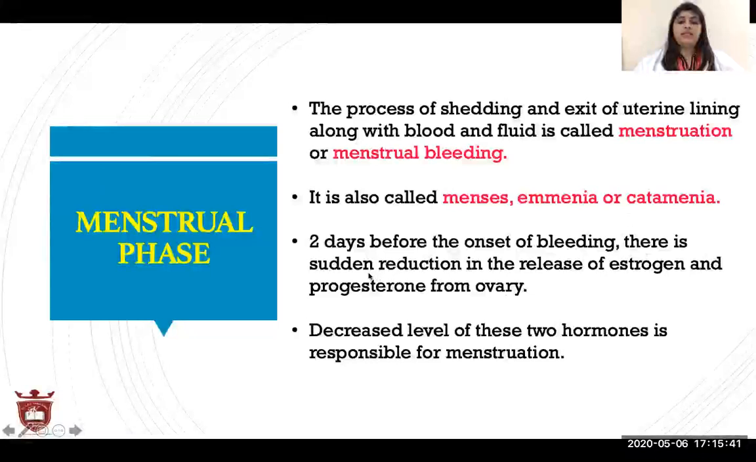Before the onset there is a sudden reduction of estrogen and progesterone, and the decreased level of these two hormones is responsible for menstruation. When the estrogen and progesterone decrease, these hormones are responsible for the menstruation.